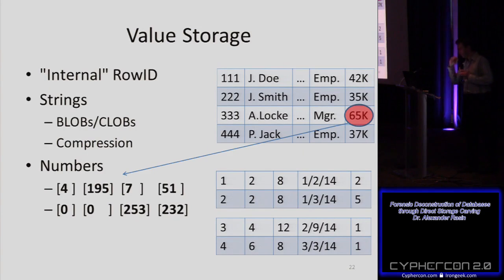So again, this is back to our example of what the value might contain. So 65,000 is 4 for 4 bytes, 195 for the zeros, 7 for the 6 in the beginning, and then 51 for the 50 in 65,000.